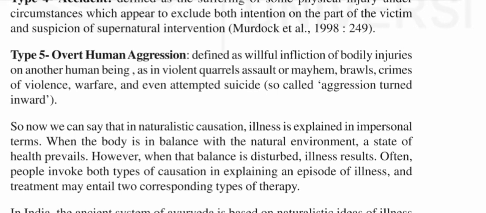So now we can say that in naturalistic causation, illness is explained in impersonal terms. When the body is in balance with the natural environment, a state of health prevails. However, when that balance is disturbed, illness results. Often people invoke both types of causation in explaining an episode of illness, and treatment may entail two corresponding types of therapy.